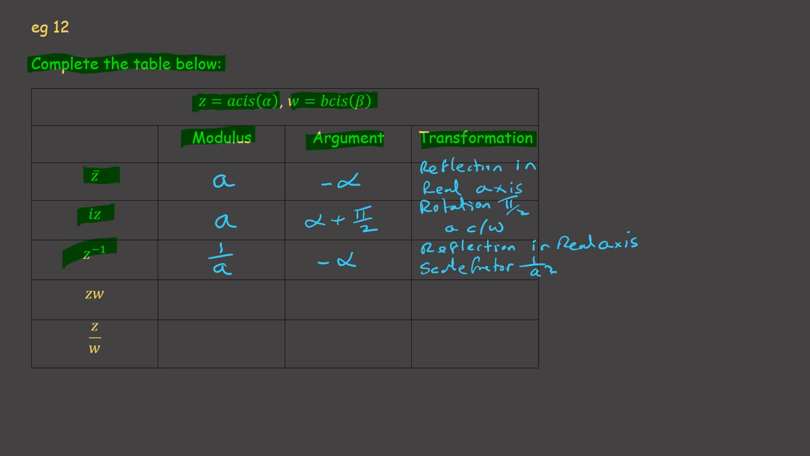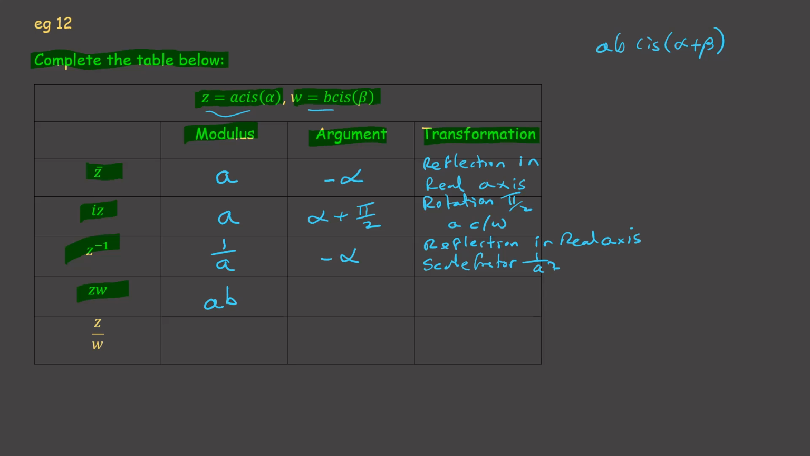So the next one we have is ZW, and ZW, if this is Z and this is W, is going to be AB cis alpha plus beta, and so it's going to be AB, and the argument would be alpha plus beta, and so it is going to have scale factor of B, and it's going to be a rotation of beta anti-clockwise. So if beta is negative, it would go clockwise.